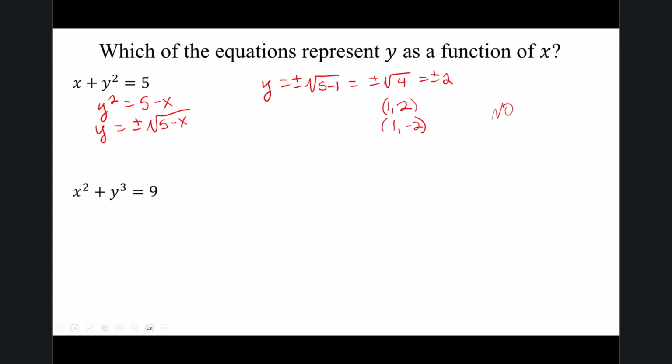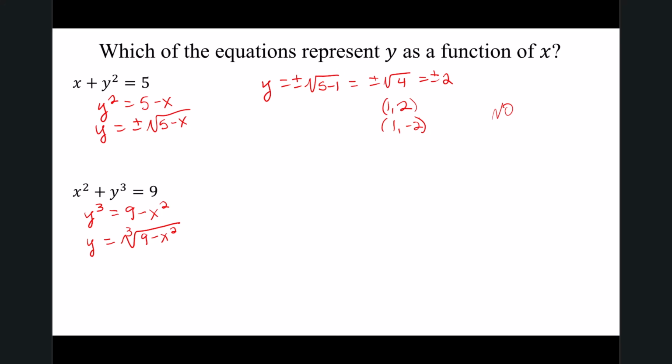Let's look at this one. X squared plus y cubed equals 9. I'll start the same way, solve for y. So I'll subtract x squared from both sides, and I have y cubed equals 9 minus x squared, and then take the cube root of both sides. Now, when you take an odd root, you do not need to do the plus or minus. An odd root is either positive or negative, not both, like an even root would be.